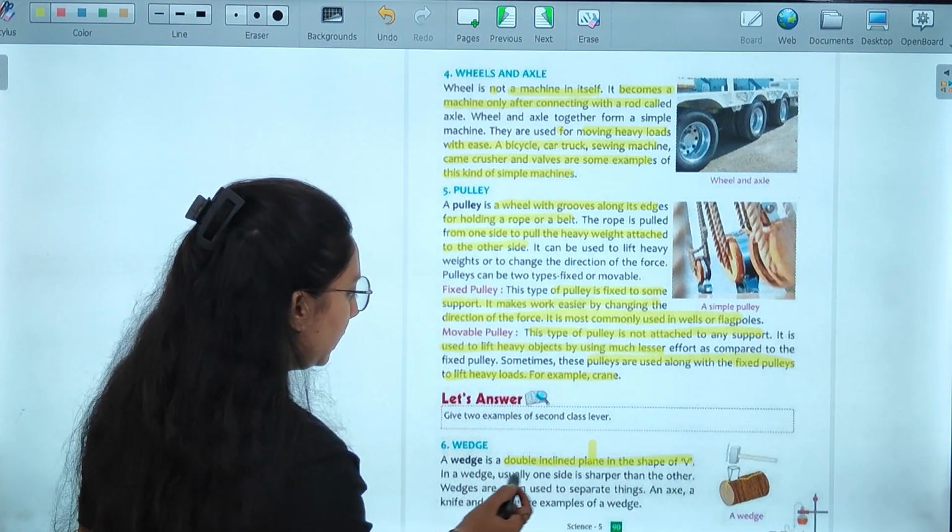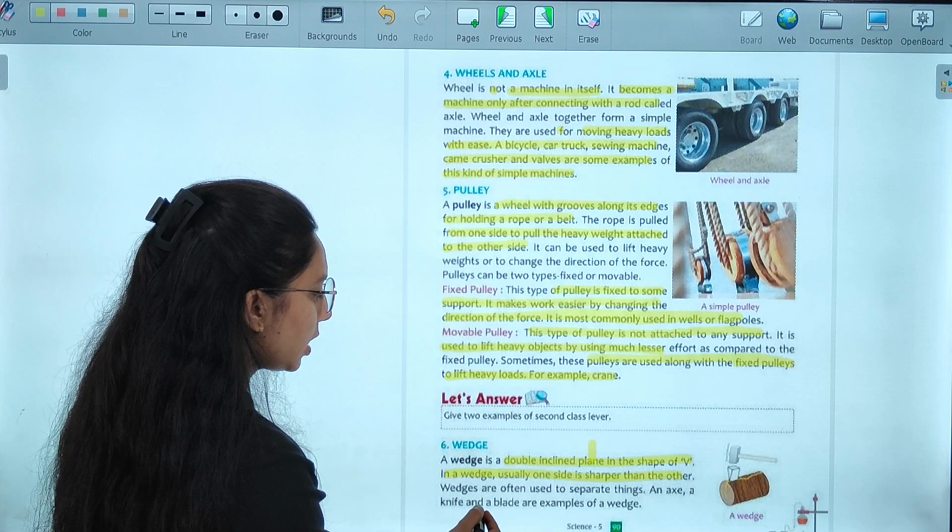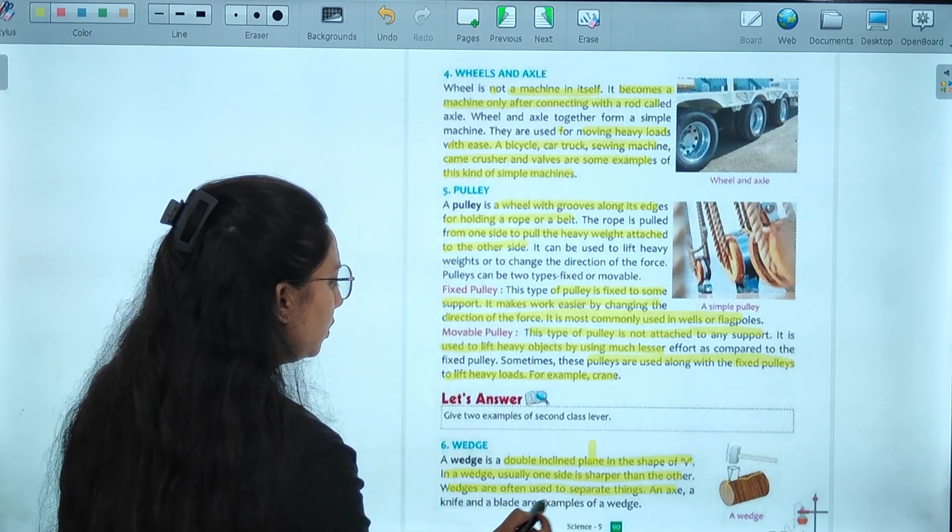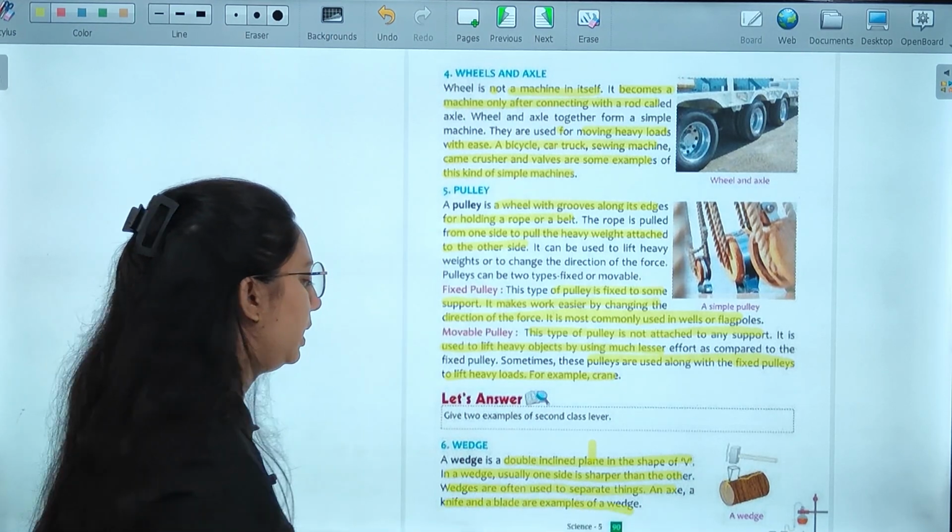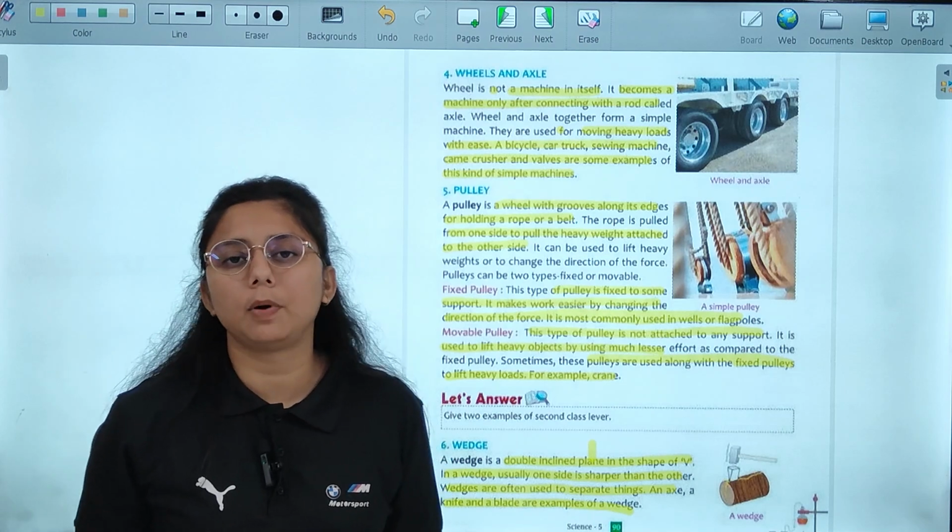Then we have the wedge. It is a double inclined plane in the shape of a V. Usually one side is sharper than the other. Wedges are often used to separate things: an axe, a knife and a blade. What are these? These are examples of wedge.